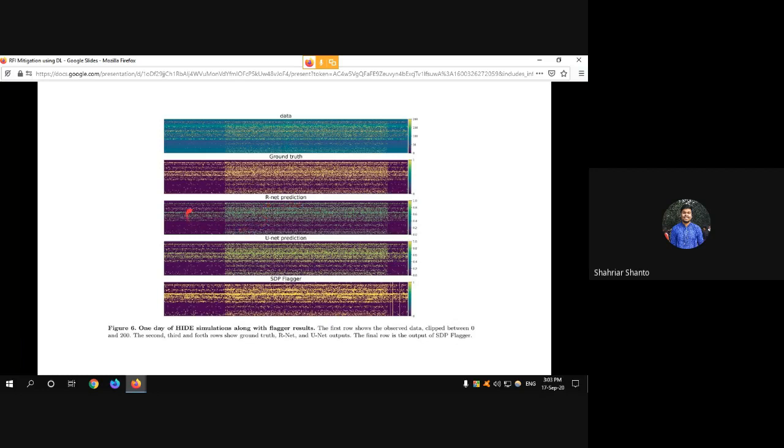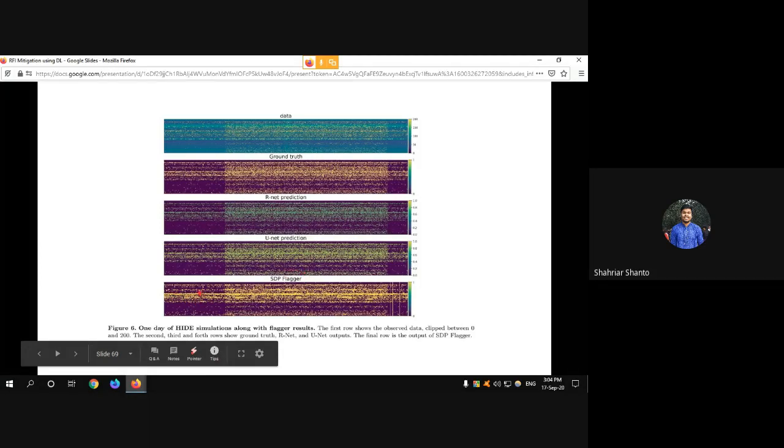Our RNet prediction is this one, the UNet prediction is this one, and the SDP flagger is the default flagger in the Meerkat telescope array. I think it is a built-in RFI flagger for Meerkat. We can see that this has many more yellow pixels than the ground truth, which means this flagger marked pixels that are not really radio frequency interference. So we can say it has many more false positives than the other ones.